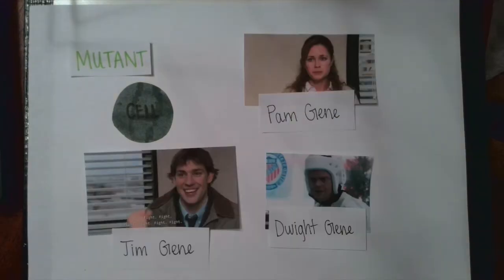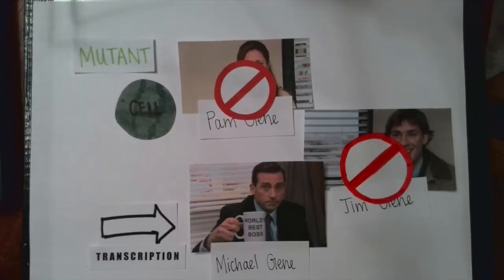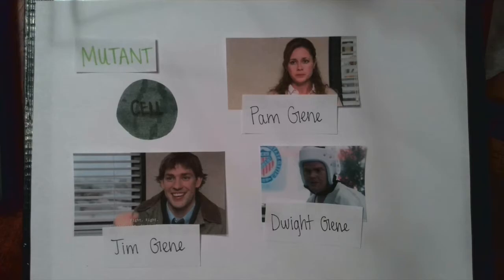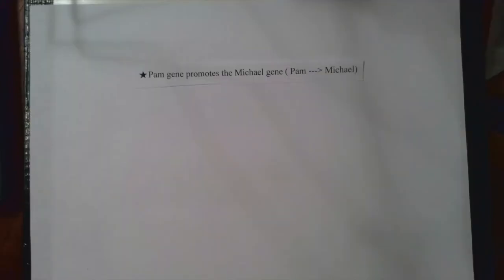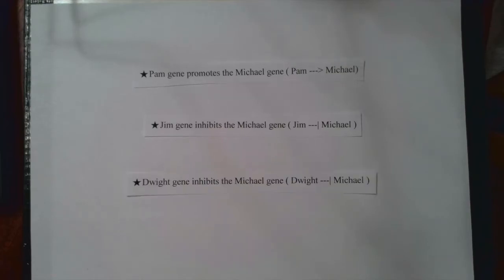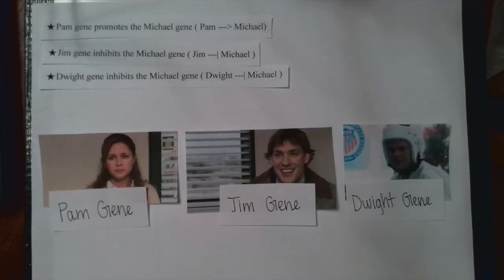In a double mutant cell where both the Pam and Jim gene are absent, the Michael gene is transcribed. In another double mutant cell, the absence of both the Jim gene and Dwight gene, the Michael gene is also transcribed. Based off of the previous statements, we can conclude that the Pam gene promotes the Michael gene, the Jim gene inhibits the Michael gene, and the Dwight gene inhibits the Michael gene. With that being said, we can use those clues to determine relationships between genes to find the final developmental pathway.